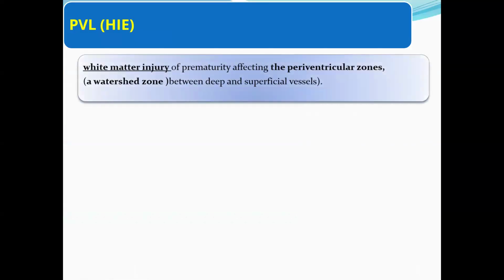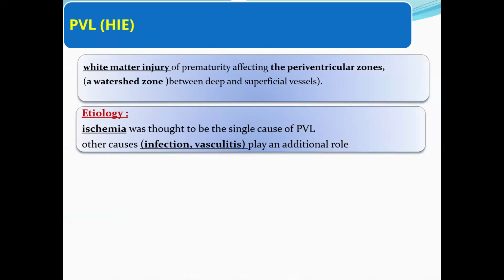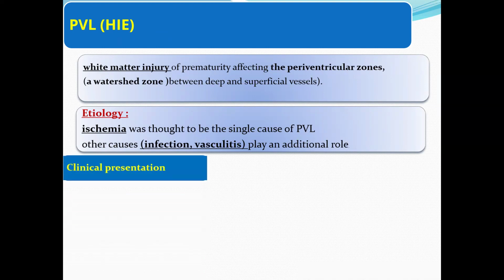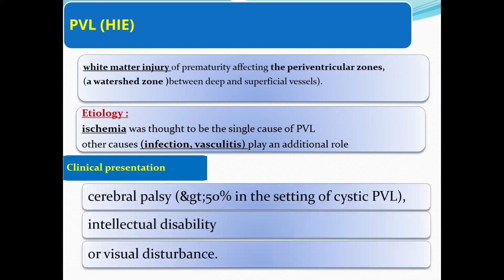PVL is a white matter injury of prematurity affecting periventricular zones, the watershed areas. Etiology: ischemia was thought to be the single cause, but infection and vasculitis may play an additional role. Clinical presentation: 50% of those with cystic PVL develop cerebral palsy, intellectual disability, or visual disturbance.